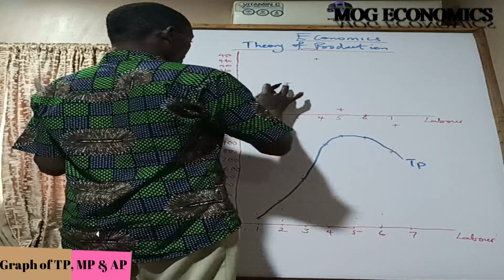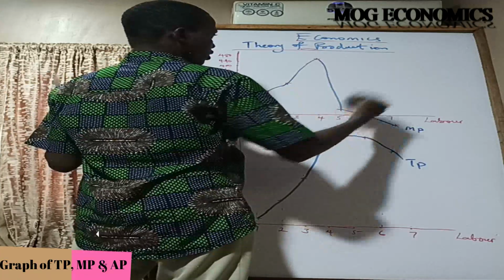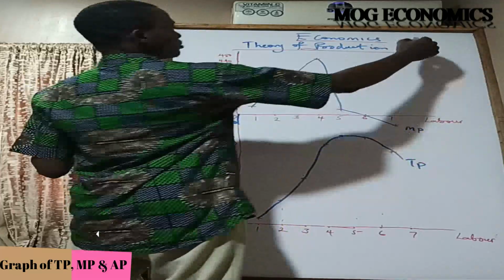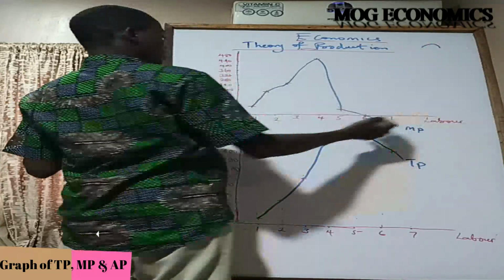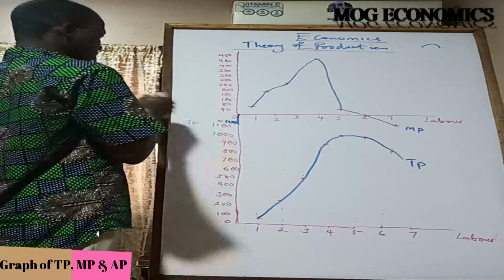Something like this. Normally, if you check your textbook, MP is just something like this, but it doesn't really have to always be that way. So that's our MP. What are the data sets that you're given?